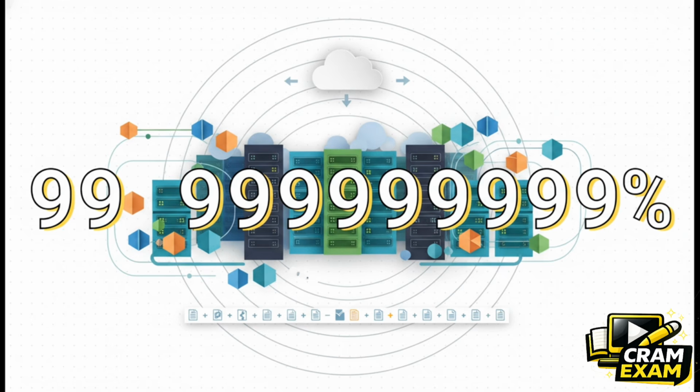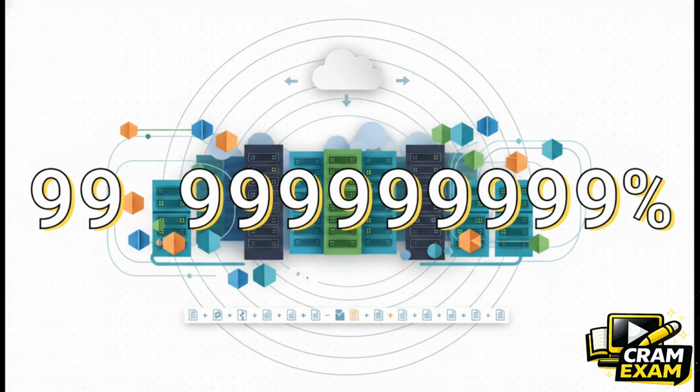It distributes your objects redundantly across multiple availability zones to guarantee what AWS calls 11 nines of durability. That is 99.9999999%. To put that into perspective, if you stored 10 million objects in S3, you can expect to lose a single file once every 10,000 years.